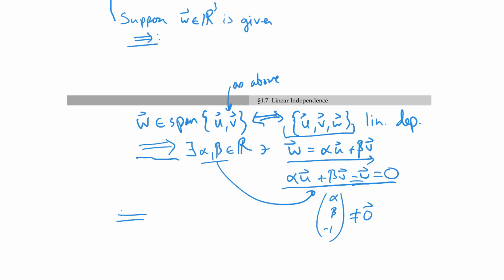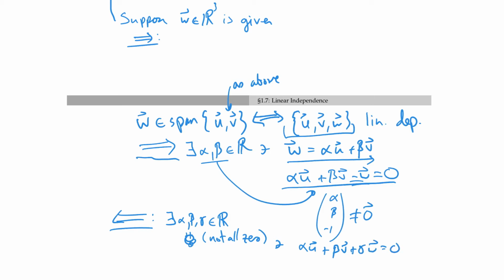The other direction. The other direction assumes we have a dependence relation. So that means there exists alpha, beta, and gamma, not all 0, in R, such that alpha U plus beta V plus gamma W equals 0.